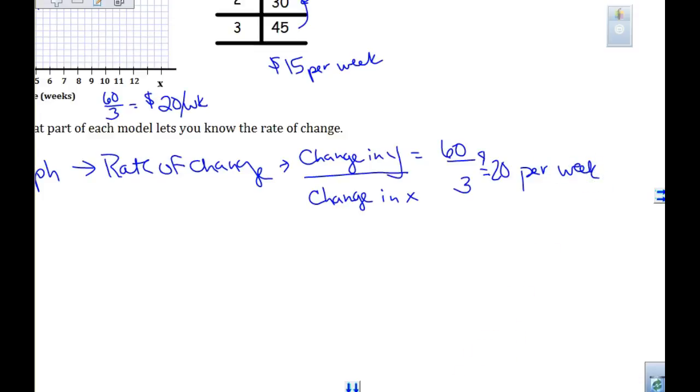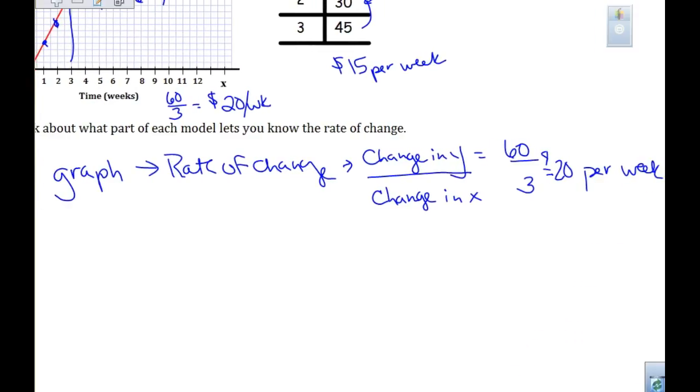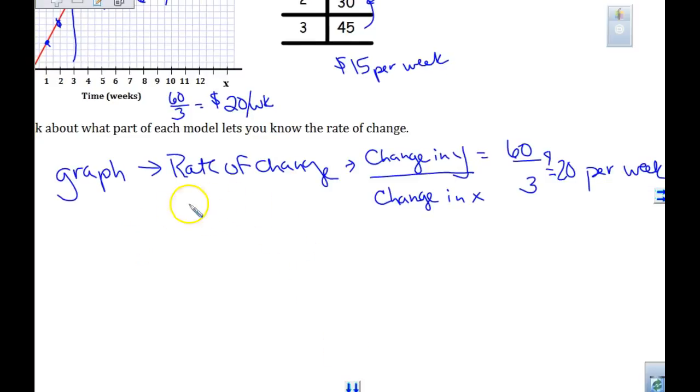Okay? So, just like Mr. Olson on his test, labels are really important, okay? As you do this unit, labels are super important. So putting the money with the weeks and labeling those, okay? How do we know in a table? So with our table, rate of change.